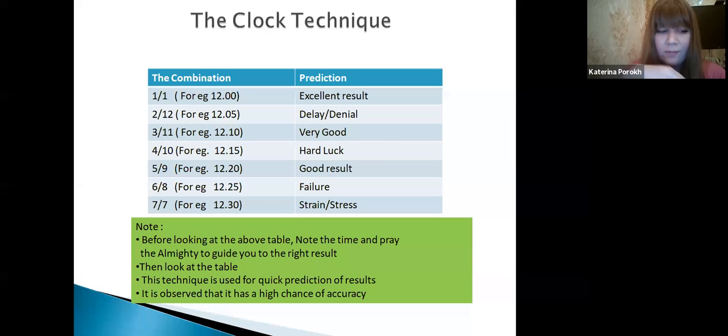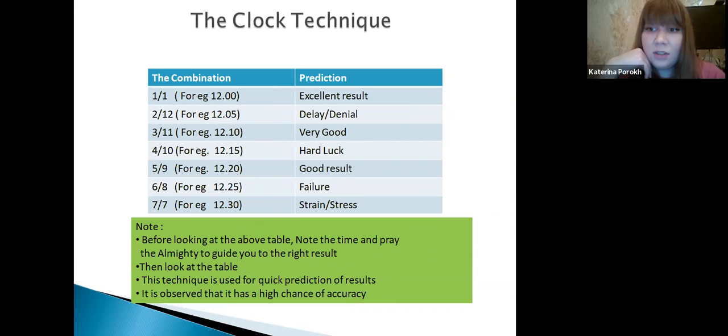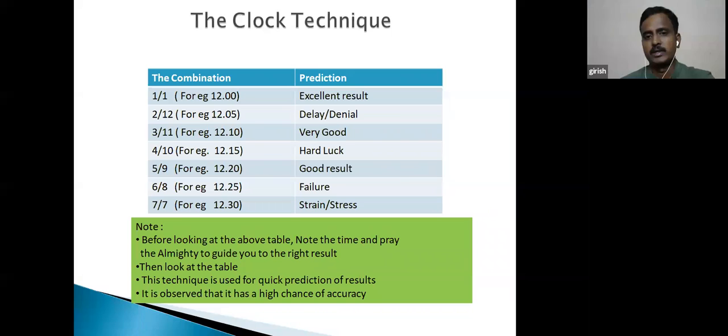Okay, so here, let's say now it is 12 o'clock, then it is known as one-on-one combination or 1:1 combination.